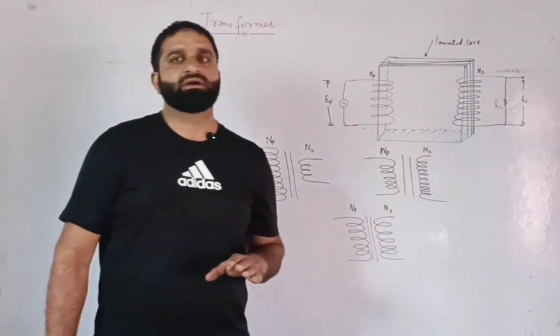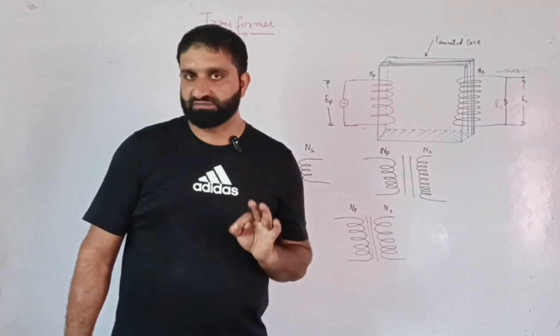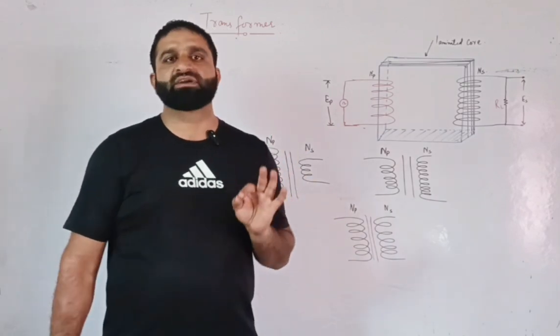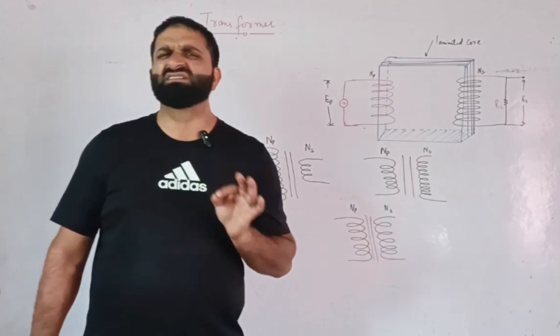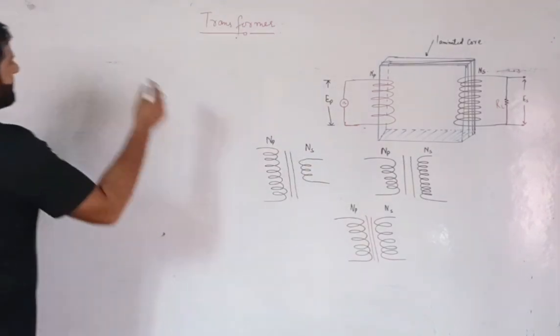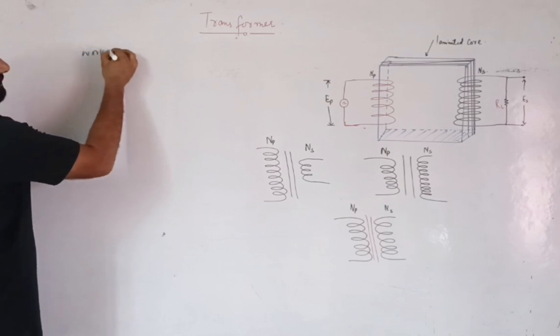The transformer is the most efficient electrical machine because it has no moving parts, so the efficiency of the transformer is up to 97%, and by some intelligent designs the efficiency goes up to 100%. Let us discuss the working of the transformer.